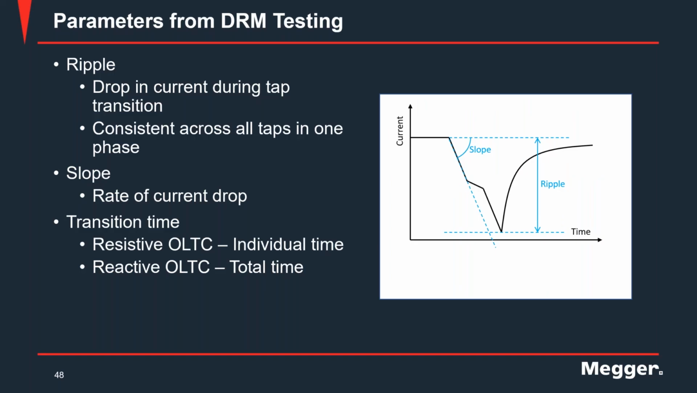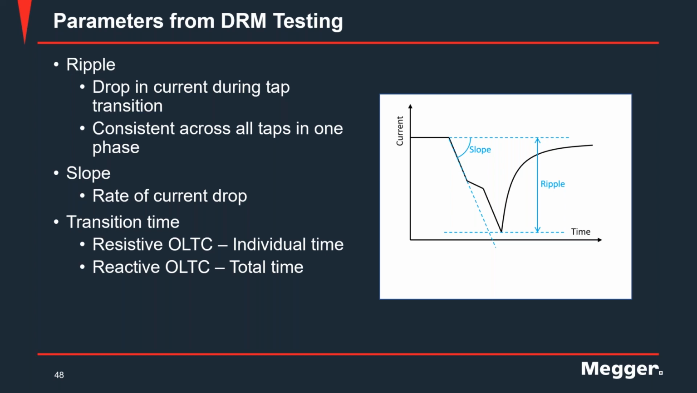So the parameter or the output of DRM testing is the ripple. The ripple is the drop in current during the tap change. As you can see on the right hand side of your screen, whatever the current level was, it will drop to some extent as you go through the tap change process. The amount by which the current drops is defined as the ripple and is expressed as a percentage. Now, from an analysis standpoint, you want to make sure that the ripple is consistent across all taps in a phase. And if you see any sort of abnormal change in the ripple, that's something worth reviewing as to what might be going on.